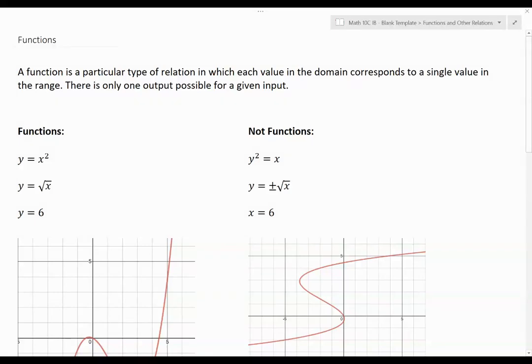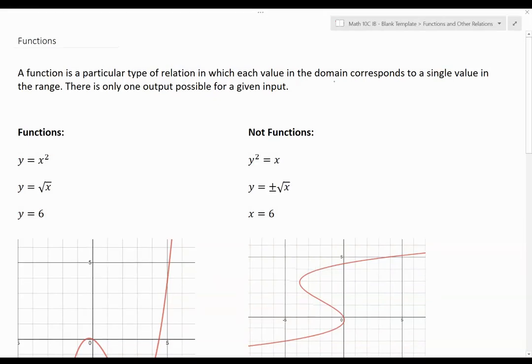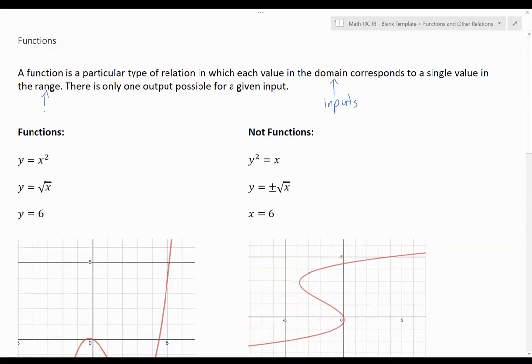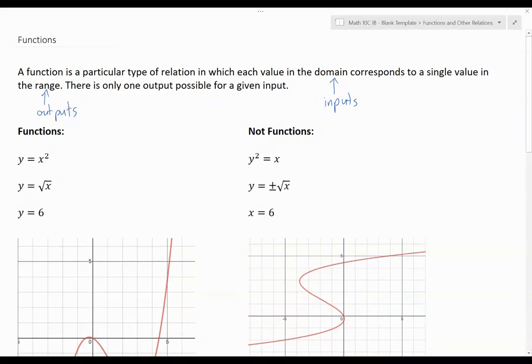Hello. In this video, we're going to look at a particular type of relation, called a function. A function is when each value in the domain, and remember the domain values are our inputs, corresponds to a single value in the range, which are the outputs. Put another way, there is only one output possible for a given input. This is how we tend to think about math in general. If I have a particular problem, there's only one answer possible.